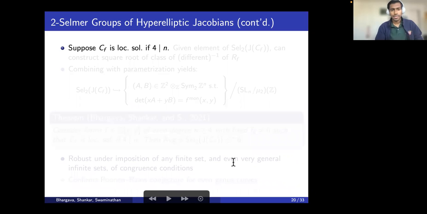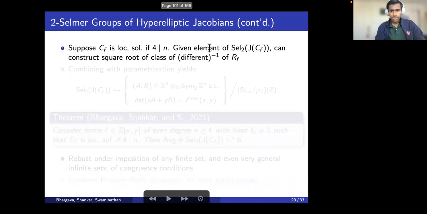So now I need to make a technical assumption. If 4 divides the degree, that is, if the genus of our curves is odd, I need to assume that the curves under consideration have rational points everywhere locally. That's just a technical assumption. Okay. Then it turns out that if you have an element of Sel_2 of J of C_f, we can construct a square root of the class of the inverse different of R_f. Again, that's the input to the parametrization.